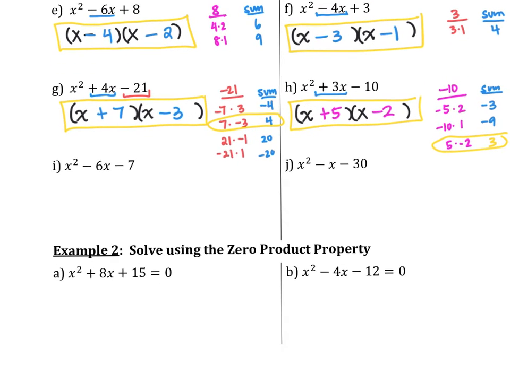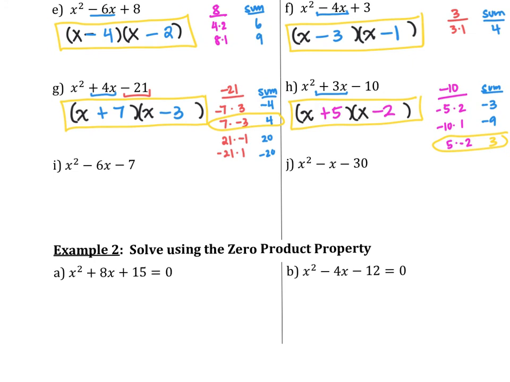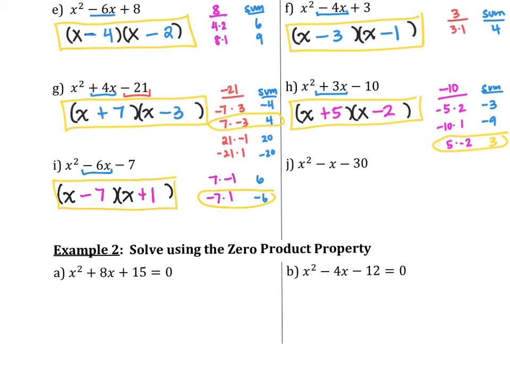Okay, couple more. X squared minus 6x minus 7. X squared, so x times x. Let's see, to get 7: 7 times negative 1, or negative 7 times 1. Which one adds up to negative 6? This is positive 6. This is negative 6. So this is my winner. So negative 7, positive 1. And again, the order doesn't matter, but the signs matter, that the minus is with the 7 and the plus is with the 1.